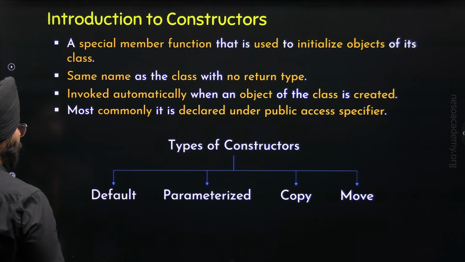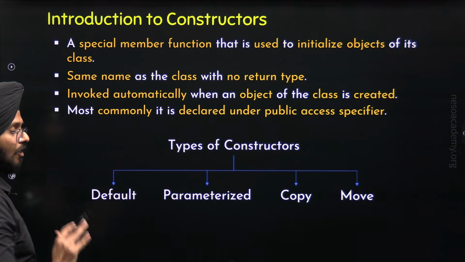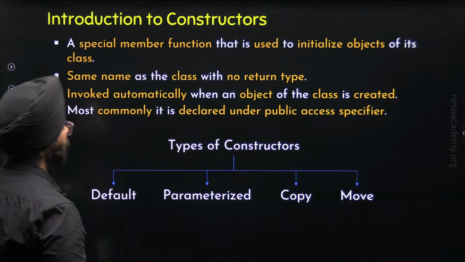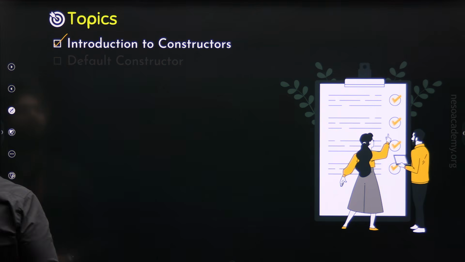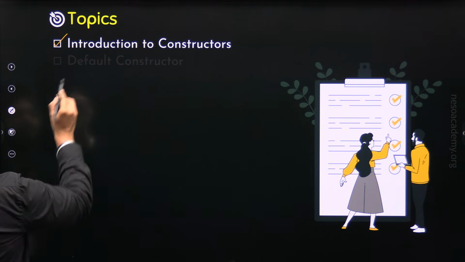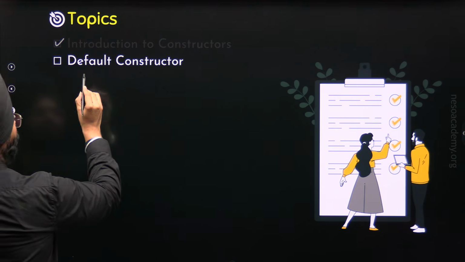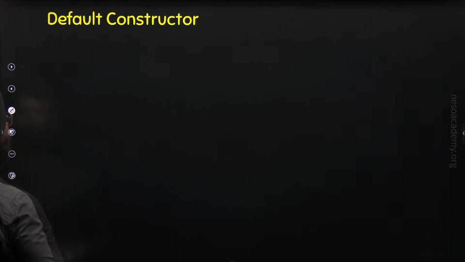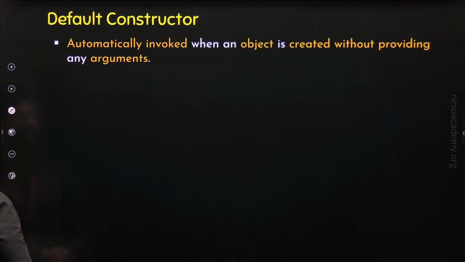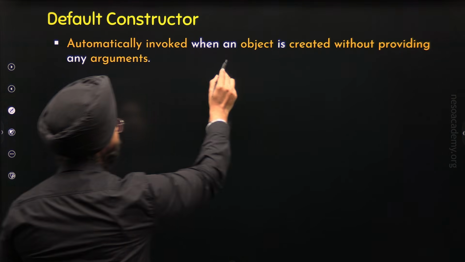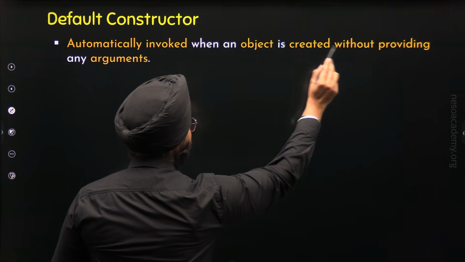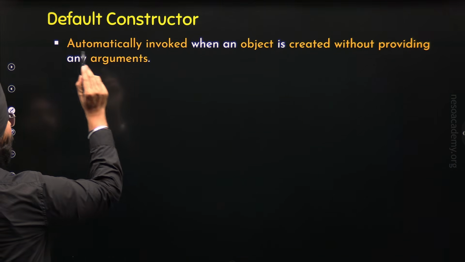In this lecture, we will understand default constructor properly. For now, we are done with the introduction to constructors. This means we are done with this topic. Now let's move to the second topic to understand default constructor properly. Now, what is the default constructor? Default constructor is the constructor that gets called or invoked automatically when an object is created without providing any arguments.